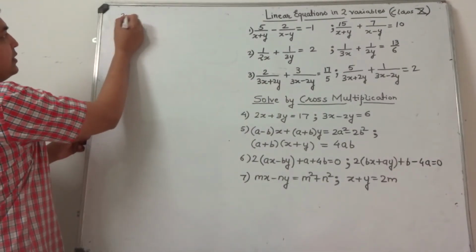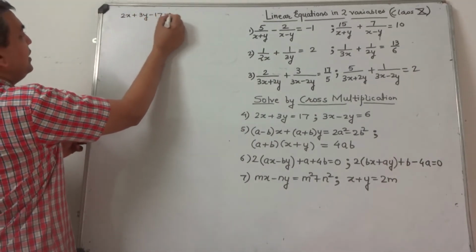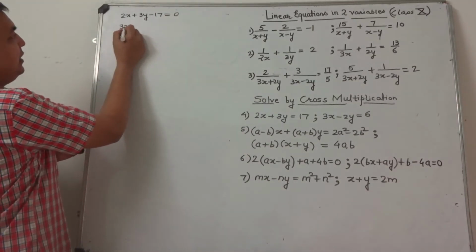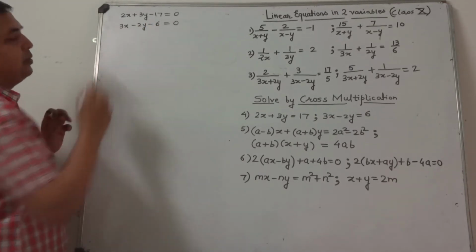So what is the first equation? 2x plus 3y minus 17 equal to 0. What is the second equation? 3x minus 2y minus 6 equal to 0.